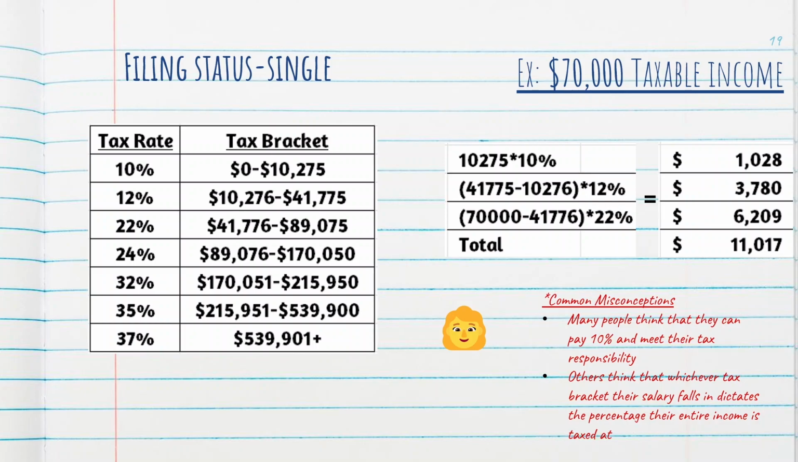And so if we do those calculations, then the first portion in the 10% tax bracket is going to equal $1,028 of tax liability. The second portion, which is the $41,775 minus $10,276, that gets multiplied times 12%, will give us $3,780 in tax liability. And then the final portion of their salary, which is the $70,000 minus $41,776, which is at the 22% tax rate, will give us $6,209. And when we add those three together, it gives us a total tax liability for this individual of $11,017.